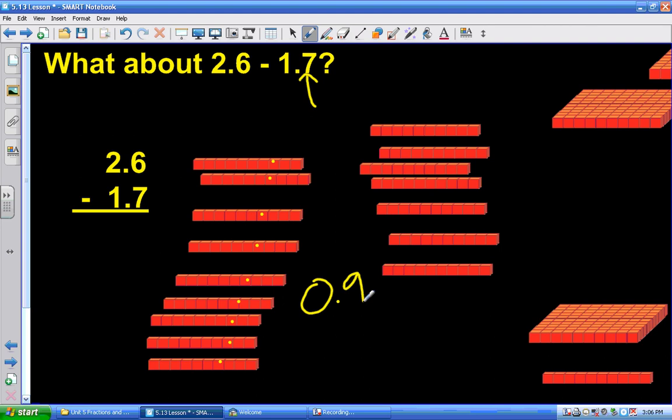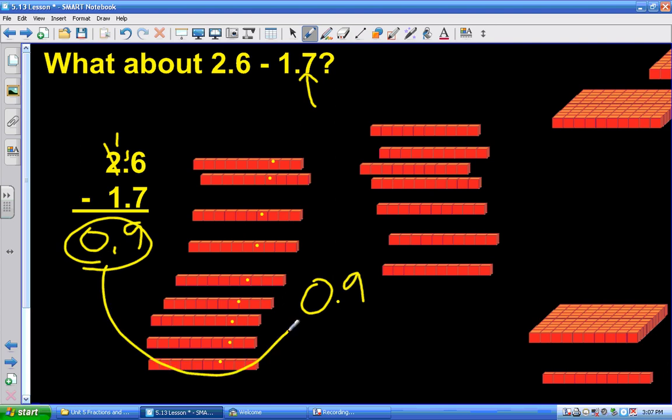Now let's go over here and do it symbolically. 6 take away 7. Can't do it. I only have 6. You cannot take away 7 from that, can you? So, I go over to here, and I take one of the flats, I bring it over to my magic department, and exchange it for 10. So 10 and 6 is 16 now, right? So 16 take away 7 is 9. Bring your decimal down. The 2 now becomes a 1 because one of the flats is gone. 1 take away 1 gives me 0. And you should notice that the answer there matches the answer there.